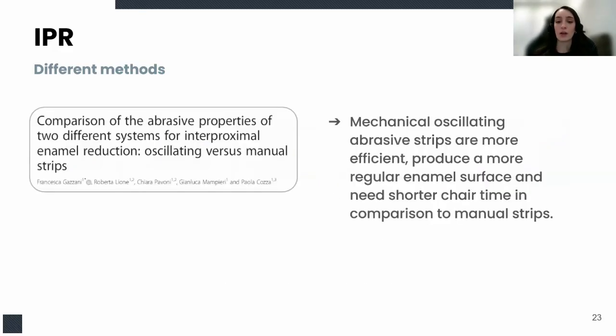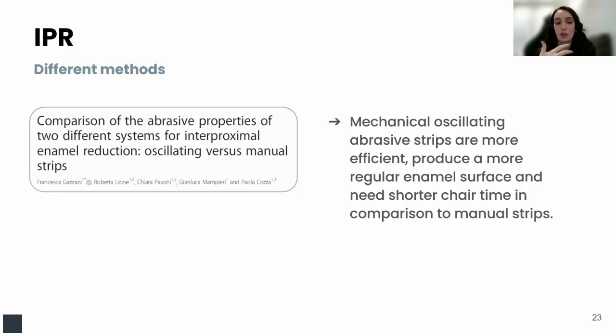Generally speaking, mechanical oscillating abrasive discs are more efficient. They produce a more regular enamel surface and they need shorter chair time in comparison to manual strips, according to research. So one could say that it's actually recommended to use mechanical strips in performing IPR.